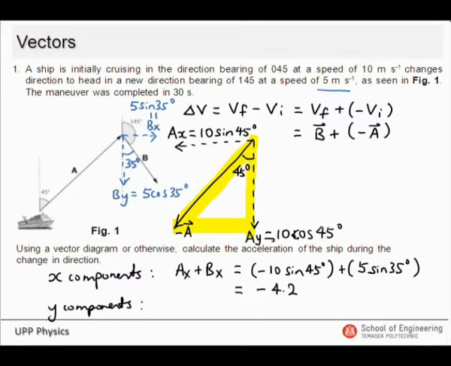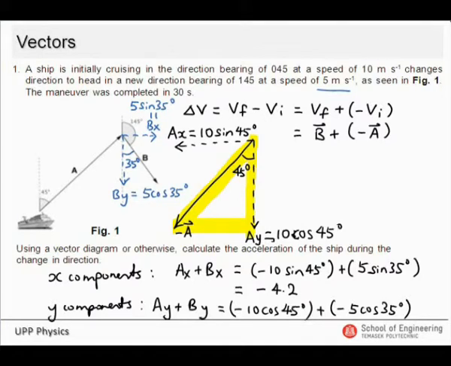Now this time we'll be adding AY and BY. These two components are in the negative Y direction. So for the two values, you must give the negative sign to indicate it is in the negative direction. All right, so AY will be negative 10 cosine 45 degrees, plus BY in the negative direction, which is minus 5 cosine 35 degrees.